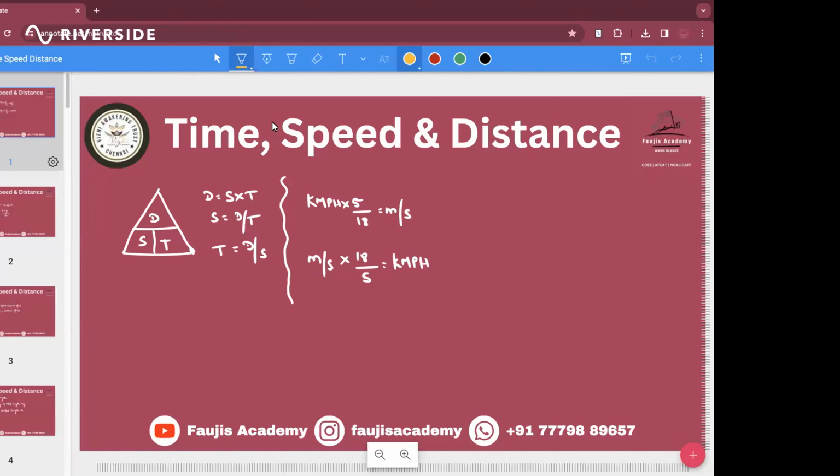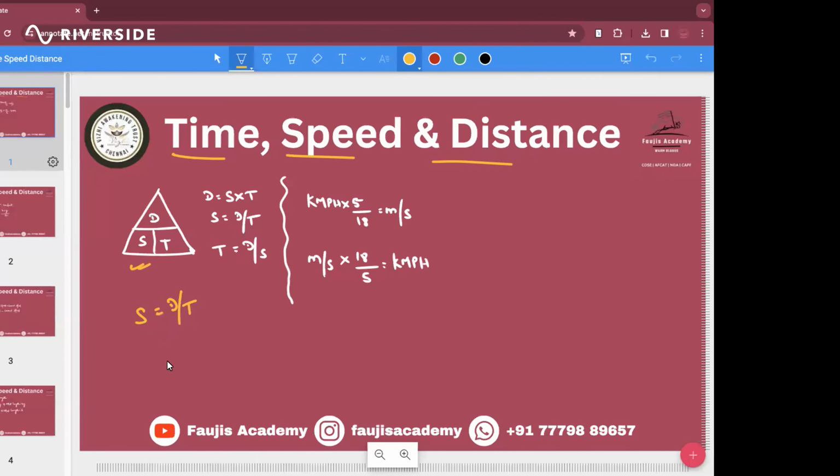Right. So time, speed, and distance, as the name suggests, there's a formula which gives the relation between these three aspects that we are talking about here. Okay. So everybody knows speed is equal to distance by time. Is there anybody who doesn't know?